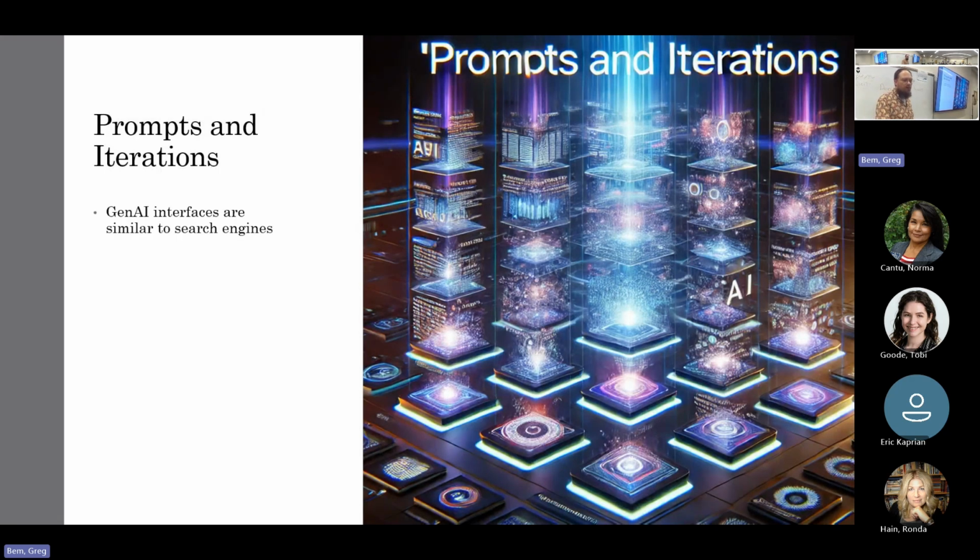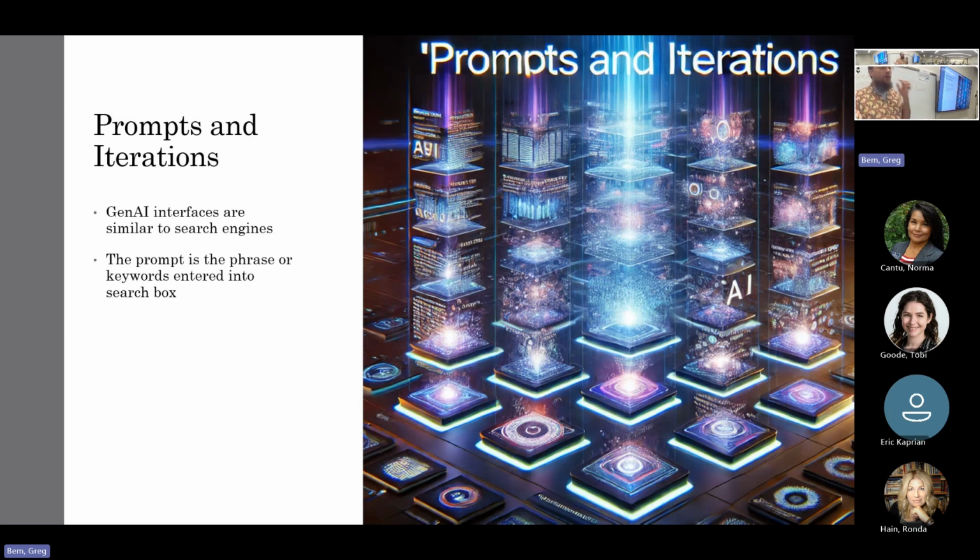These tools are similar to search engines in that you do have a prompt bar. But rather than searching like you would in Google, you're entering a prompt. These are just the words that you're typing in when you're asking the Gen AI tool to provide you something in response. We call it prompting, not searching.